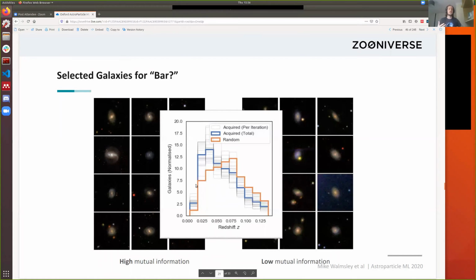Well, the resolution of the picture, if you like, is going to be a very good proxy of the redshift, right? Galaxies that are further away will be less well resolved. And indeed, galaxies selected randomly are at higher redshifts than galaxies selected with active learning. And these low redshift galaxies are more informative for teaching the model what is a bar and what is not.